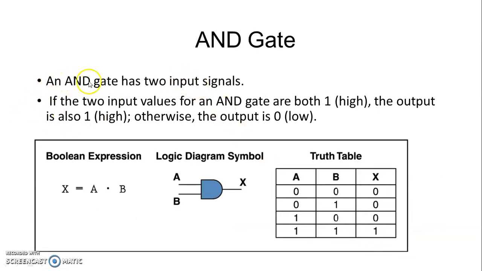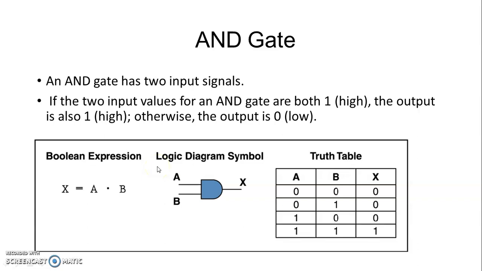AND gate. An AND gate has two input signals. If the two input values for an AND gate are both high, which means 1, the output value is also high, which means 1. Otherwise, the output value is 0, that is low. Boolean expression for AND gate is x equal to a dot b. Here AND is denoted by dot.